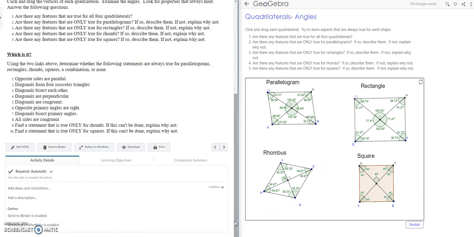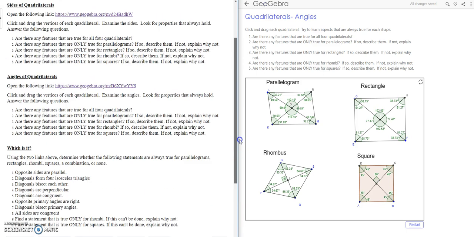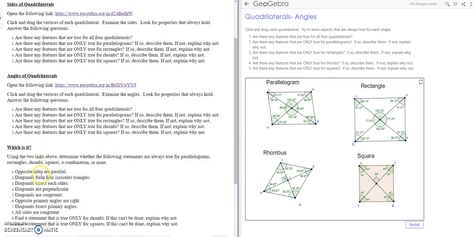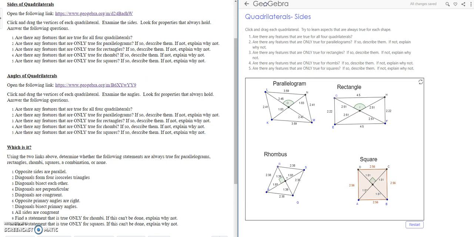So now we can start looking at some of these specific statements that we have here. Opposite sides are parallel. So if I go back here and say, are opposite sides parallel in a parallelogram? Yeah, that's the definition. Is it true in a rectangle? Yeah, opposite sides are parallel. Same in the rhombus, same in the square. So that's true for all four shapes.